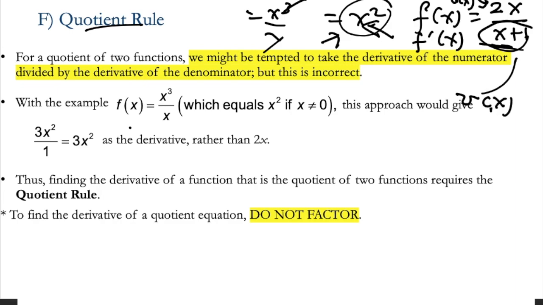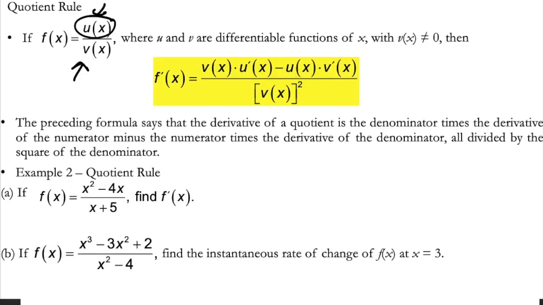Now, how to find f prime x, or slope, or instantaneous rate of change? Look at it carefully, because I don't want you to make a mistake. You see the denominator, which is v(x). You rewrite it again here, but the whole thing you square it. And then on the numerator, you have u(x) and v(x). You rewrite v(x) as usual, but you differentiate u(x). That's the first bit.